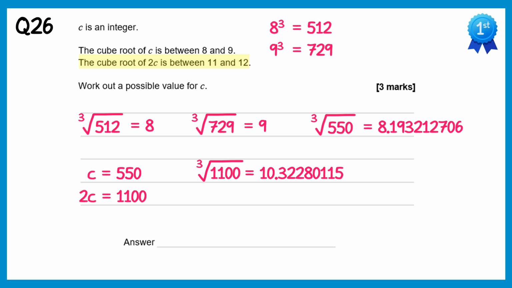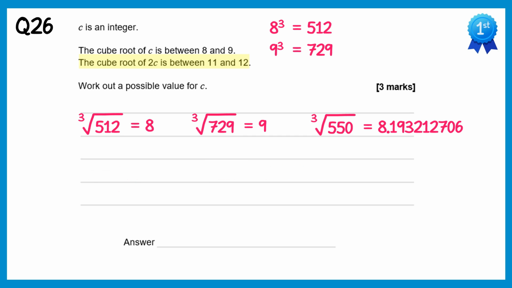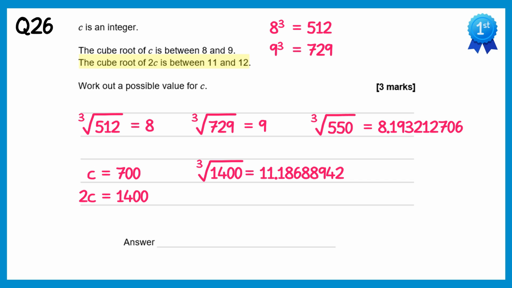So let's go for a bigger number, perhaps 700. If c is 700, 2c is 2 times that, which is 1400. And the cube root of this gives you 11.18 and so on, which is in between 11 and 12. So 700 would be an acceptable answer. In fact, you could have any number as long as it's between 666 and 728, and that includes 666 and includes 728.